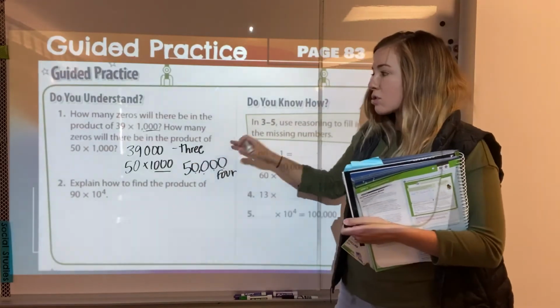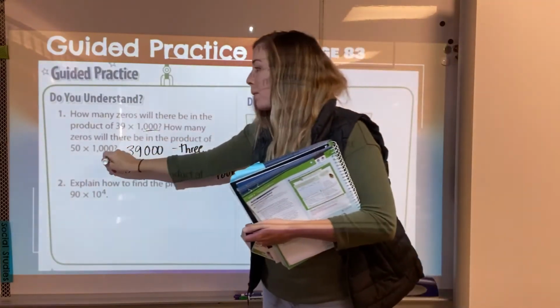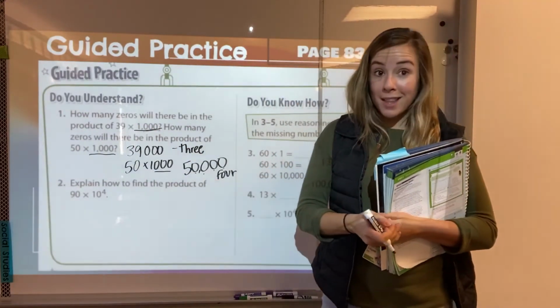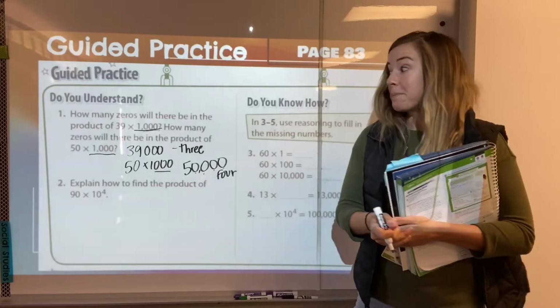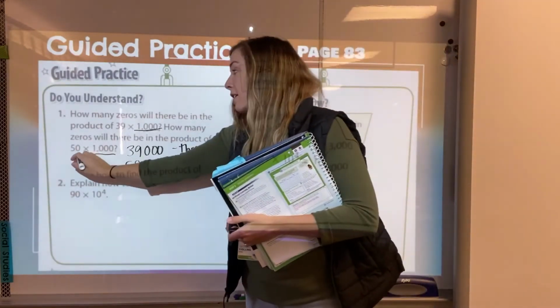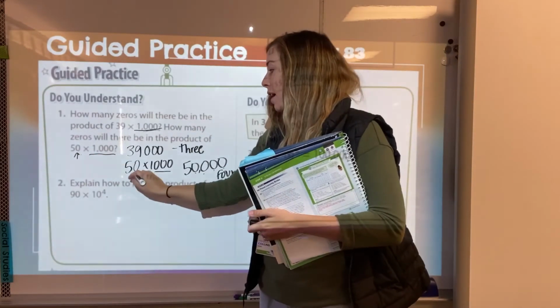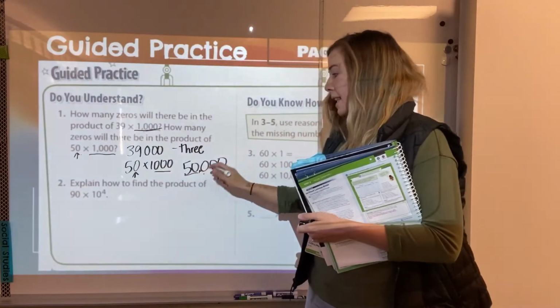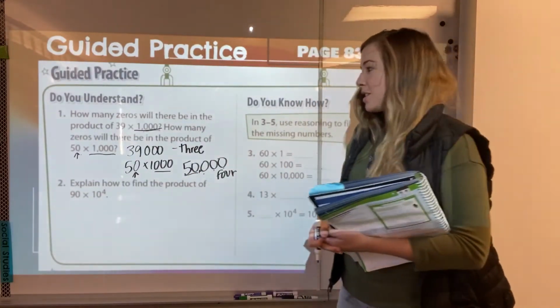Where did that extra zero come from? Because in both of these, we're multiplying by 1,000. So think about it. Where could that extra zero have come from? Well, it's right here. In our 50, there's a 0. And so you have to include that 0 in the original number and then add those extra zeros onto it.